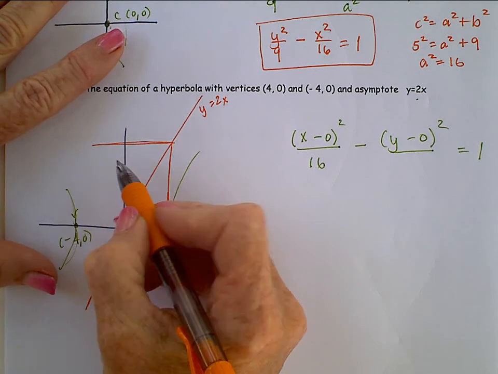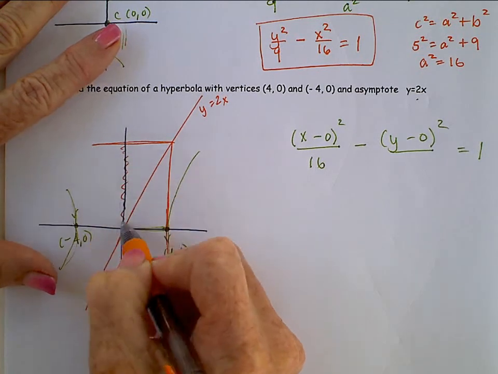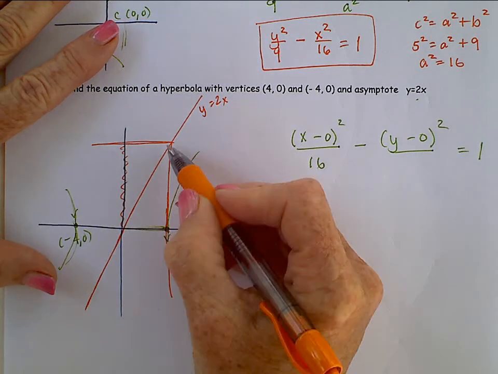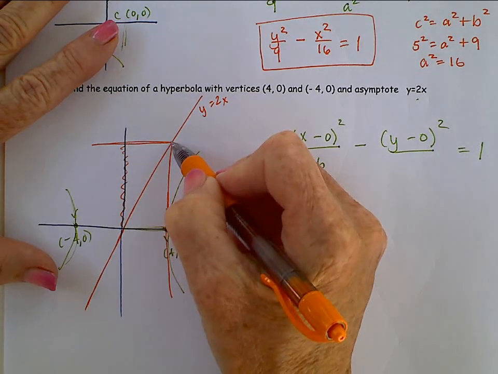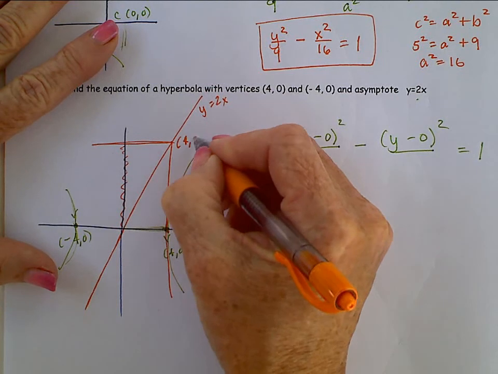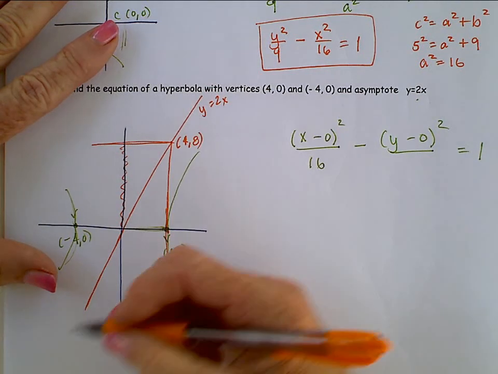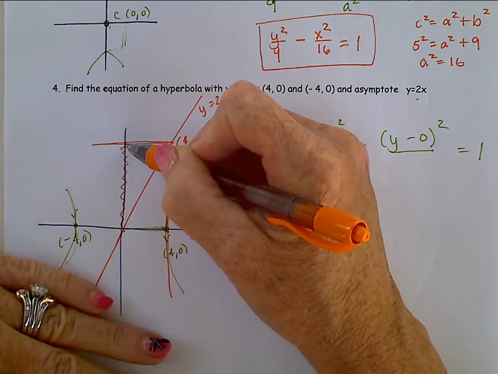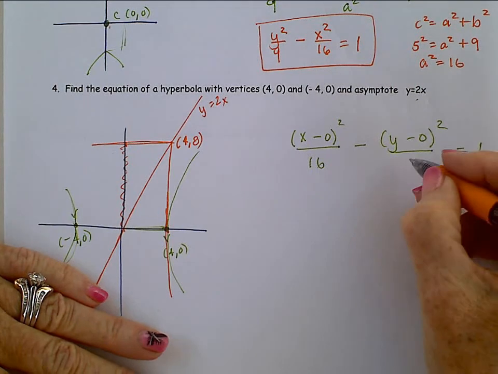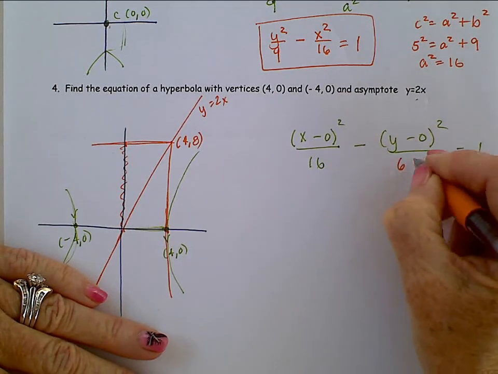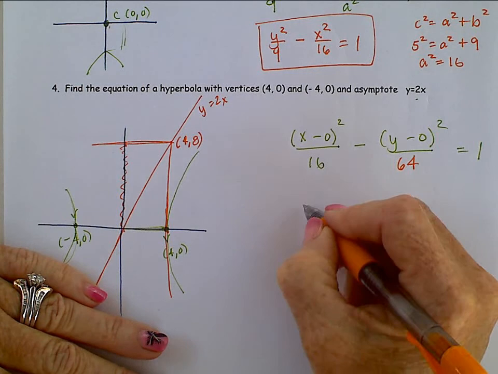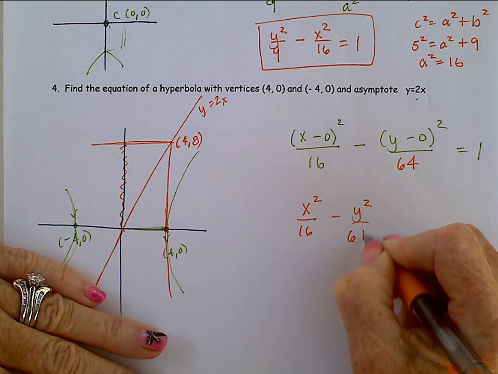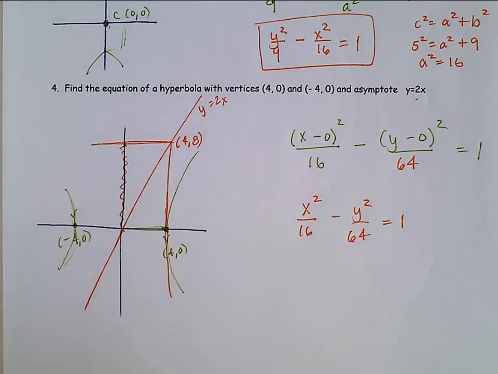And I am looking for this distance. Well, at x is 4, it has to hit this line, y equals 2x. This point right there has to be (4, 8). Which means to get the top part of this box from the center, we must have gone up 8, which means underneath here is 8 squared or 64, and our final answer is x squared over 16 minus y squared over 64 is equal to 1.